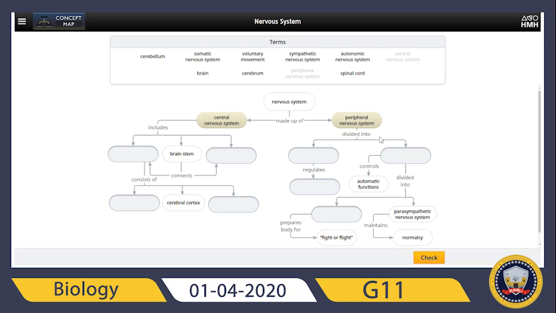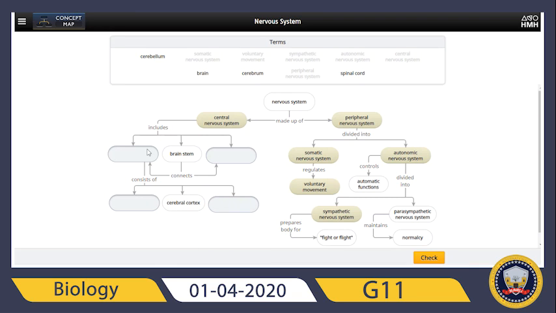So divided into what and what? And what controls automatic functions? Okay, let's see. The peripheral nervous system is composed of autonomic nervous system and somatic nervous system. So let's try this. Good. The autonomic nervous system controls automatic function and is divided into parasympathetic nervous system and sympathetic nervous system. We'll see later. The somatic nervous system regulates voluntary movement.